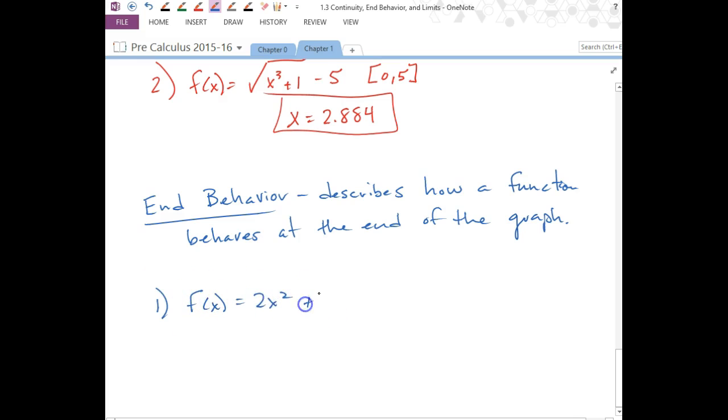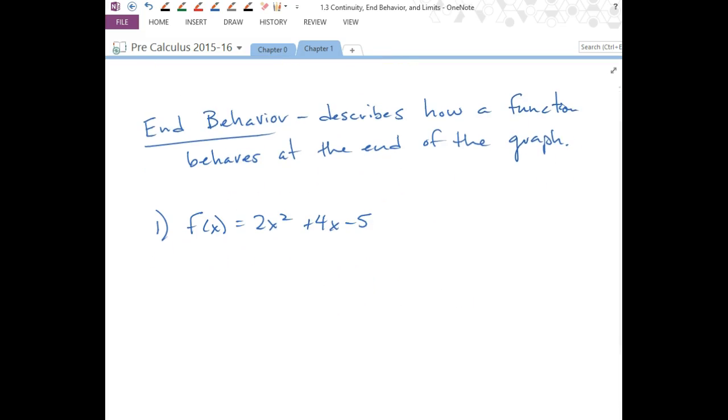2x squared plus 4x minus 5. And I anticipate that you should be able to do this without using a calculator. What does this look like? How did you know it's a parabola? X squared. Very plain, very simple. I am looking at the leading coefficient. It is a positive x squared. It's a parabola. So what are both of my hands doing? Going to infinity. So I'm just going to write right end and left end are both going to infinity.